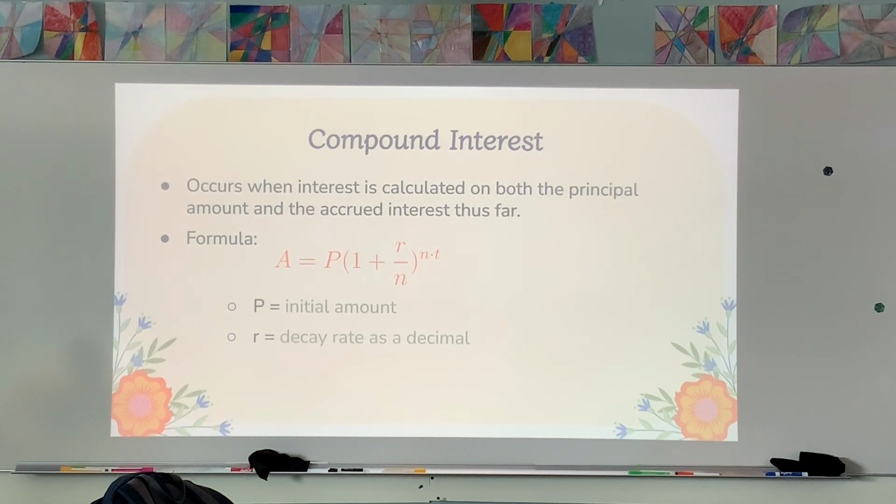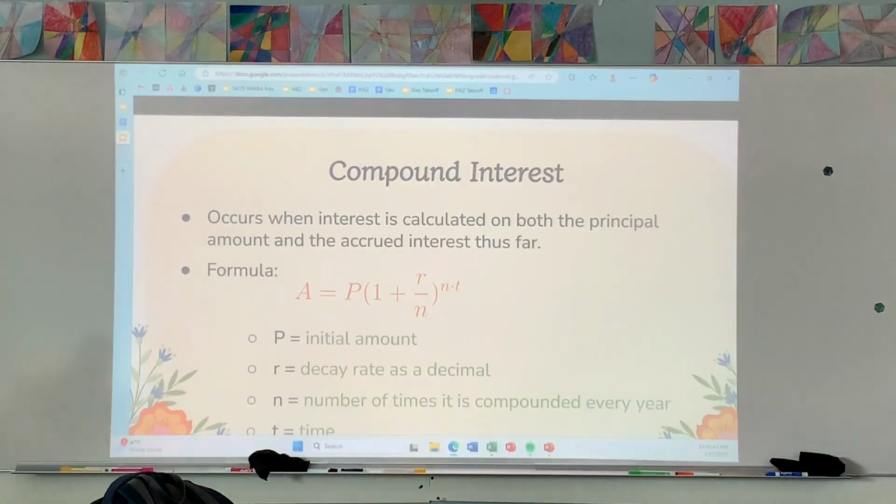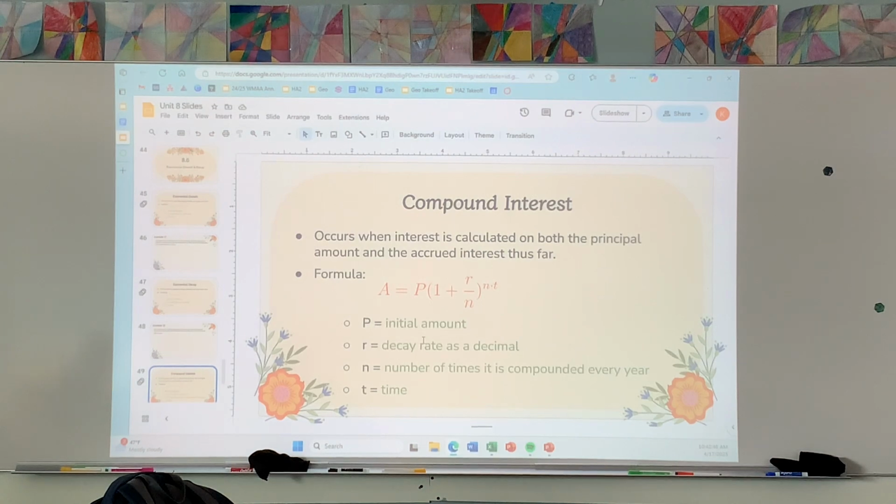Wait a second. Did I forget to change that? That should just be rate in general. Okay. Yeah, R is just rate in general. N is the number of times that it is compounded every year, and T is time. I just, for some reason, put decay rate again, even though I didn't. There we go.